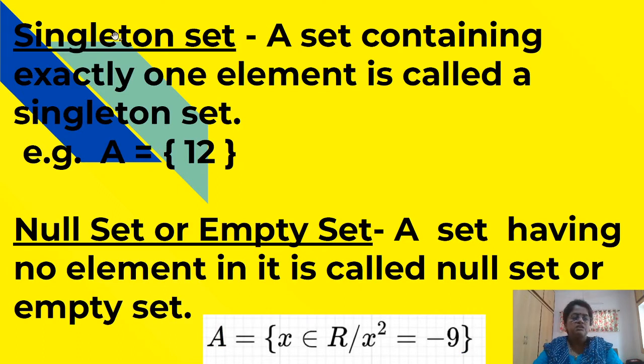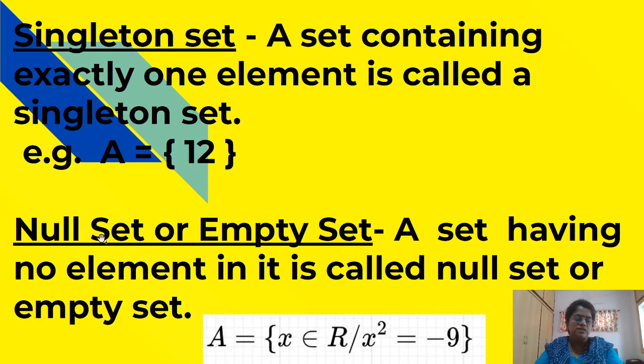Now see what is the definition of a singleton set. A set containing exactly one element is called a singleton set. For example, A = {12}. This set A contains only one element, 12, hence it is a singleton set.